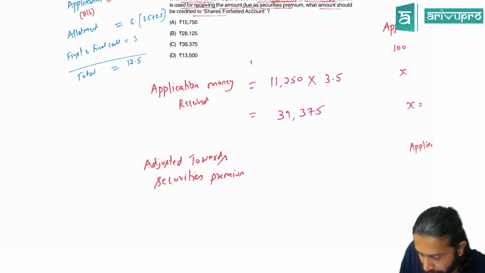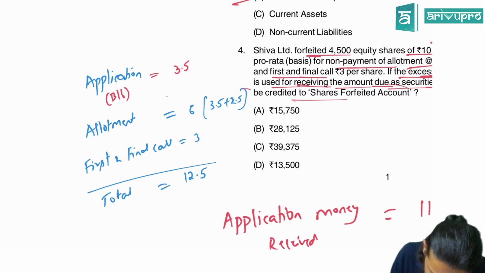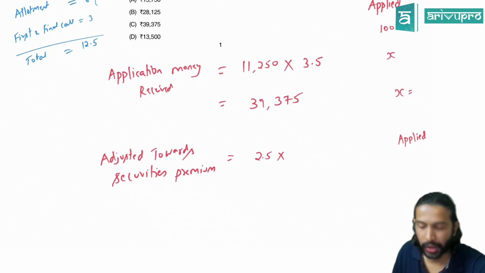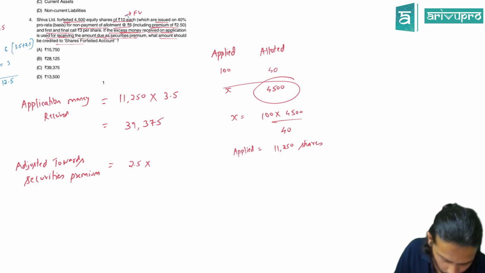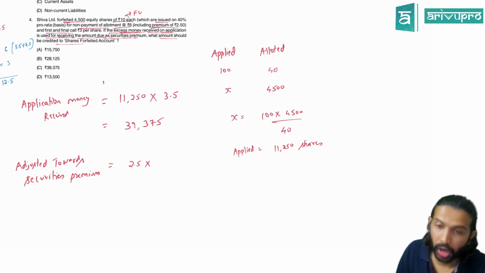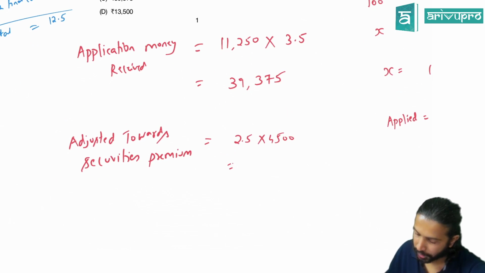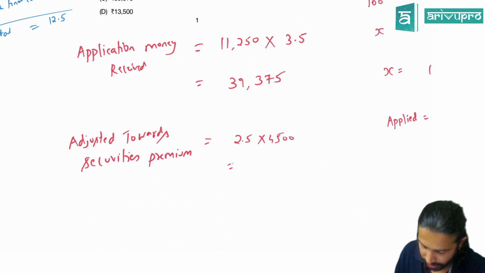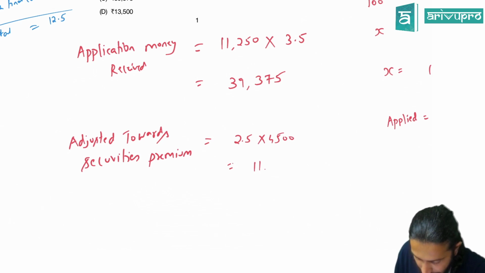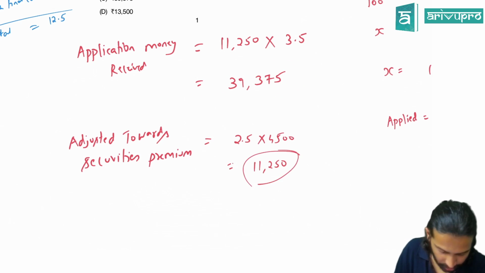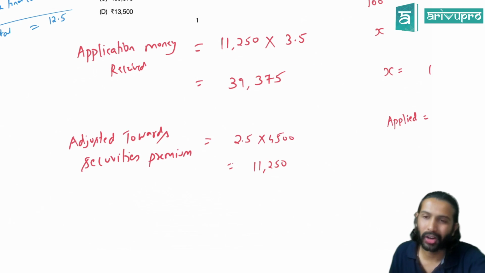How much is the premium on one share, sir? We already wrote the breakup here. 2.5 rupees is the premium on one share. How many shares have these people been allotted? 4,500 shares. That means how much securities premium was due on these shares? Securities premium due is 4,500 into 2.5, which is 11,250. From the excess money they have paid, first adjust 11,250 towards securities premium.